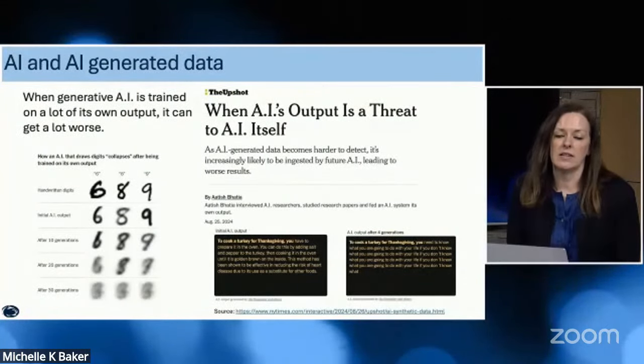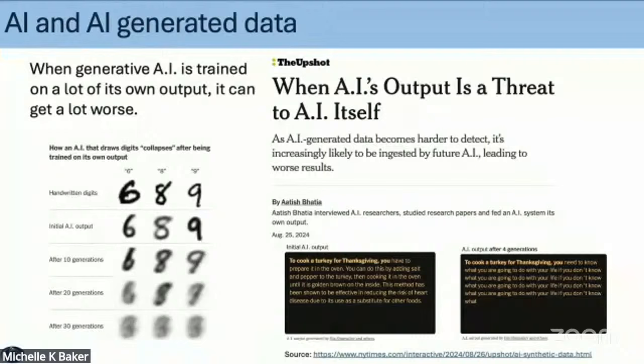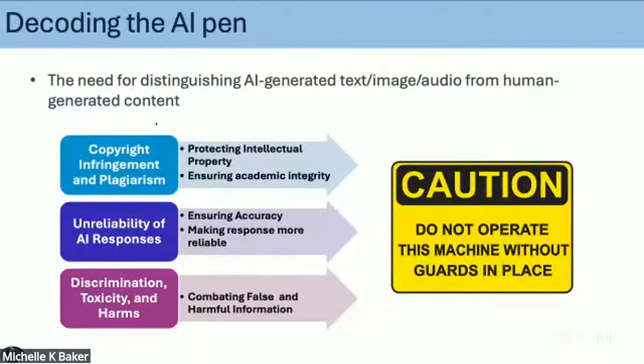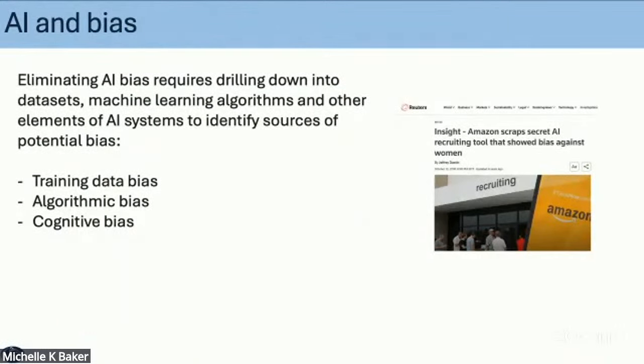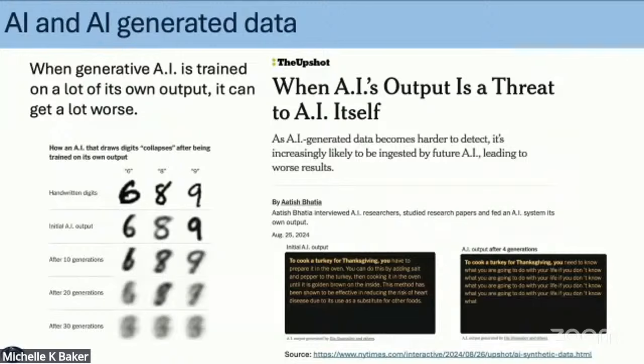And of course, there's also some talk about AI output being a threat to itself. If it's generating a bunch of junk and then learning on that junk, we go back to the training bias, where we have bias in the training data, and it's learning on that and producing junk itself.